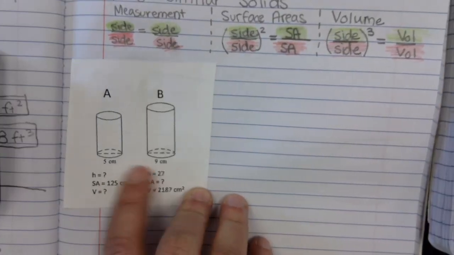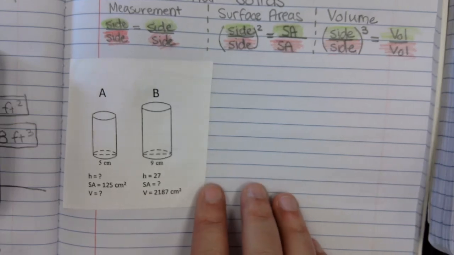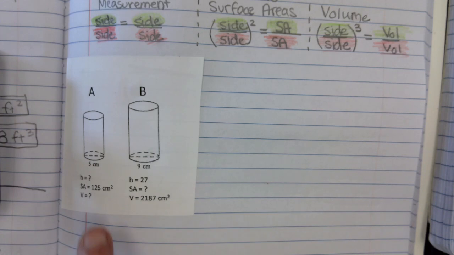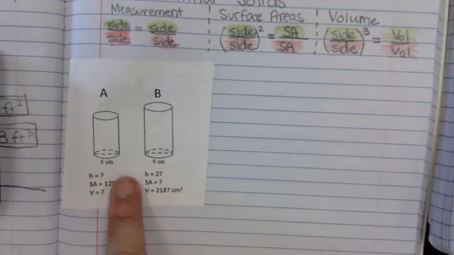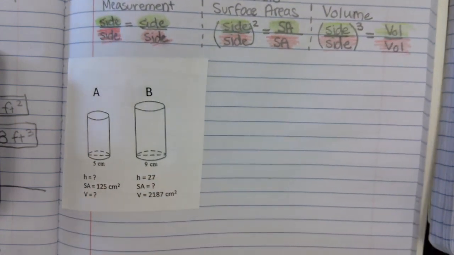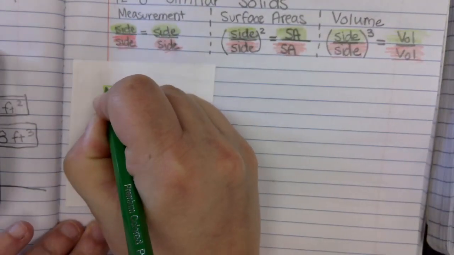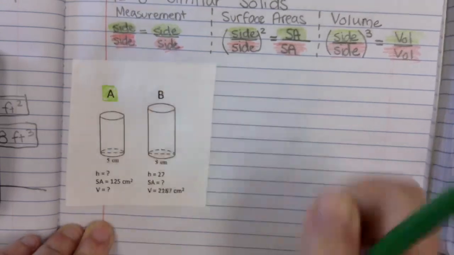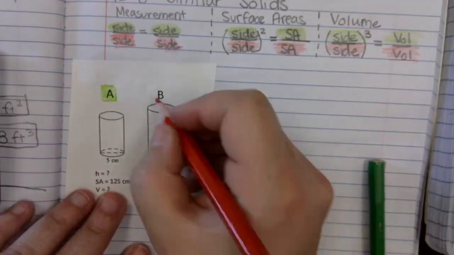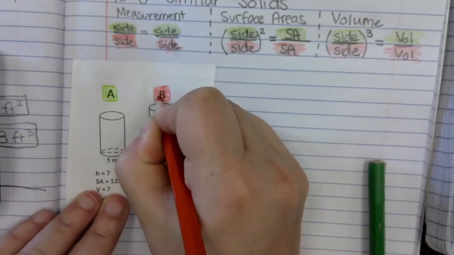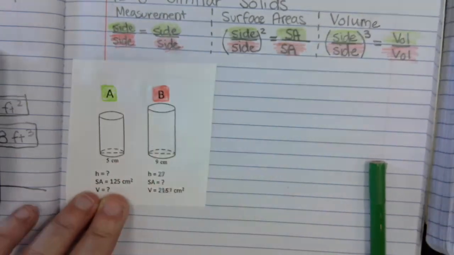Alright, so first off, what type of shapes are these? Are these prisms, cones, cylinders, pyramids, spheres? What do we have here? Cylinders, good. So these are cylinders. I'm going to say A is my green cylinder, and I'm going to put B as my red cylinder. But if you're not somebody who likes to use those colors, then make sure that you're looking at that A and that B.